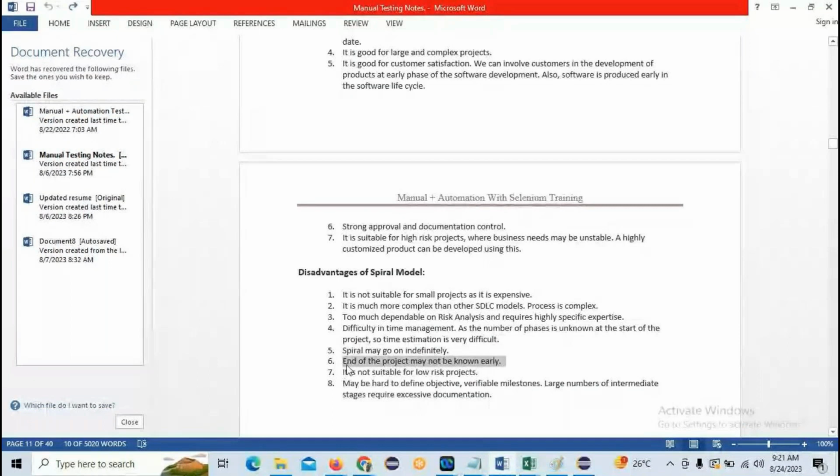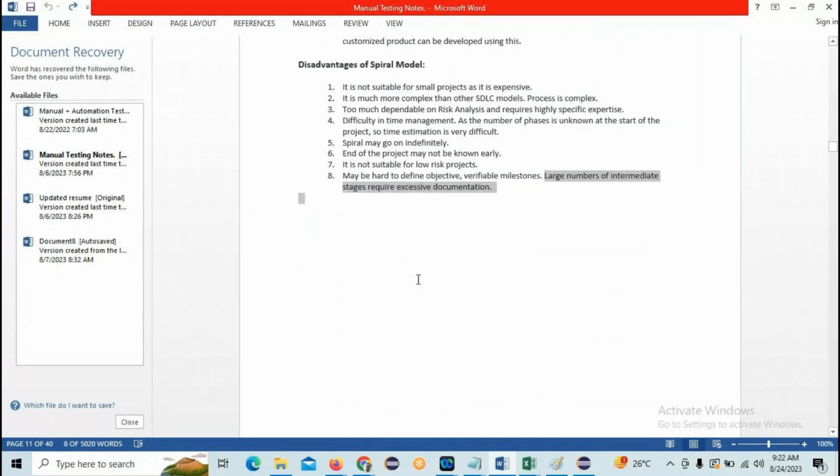It is not suitable for low risk projects, and it may be hard to define objects and verifiable milestones. A large number of intermediate states are there, because whenever the modules are increasing, the testing is going to be very difficult, to test all the modules with the integration, right? So that is one of the disadvantages of the spiral model.